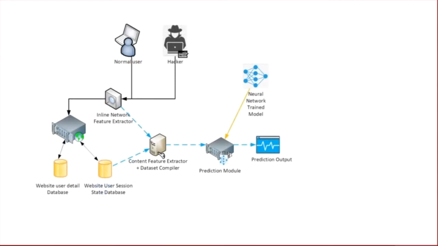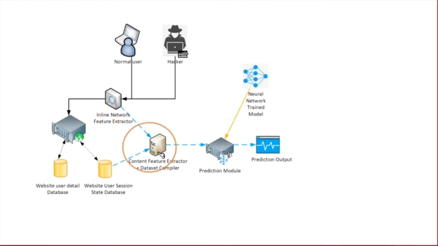This is a high-level architecture overview of the environment that has been built. This consists of 6 key modules. The first is the web server, which hosts the target website and its databases. The second is an inline network feature extractor or probe, which is responsible for extracting network features from the relevant network traffic.